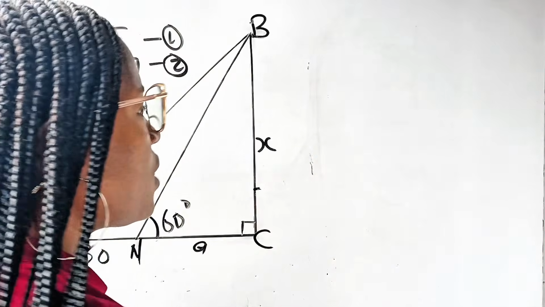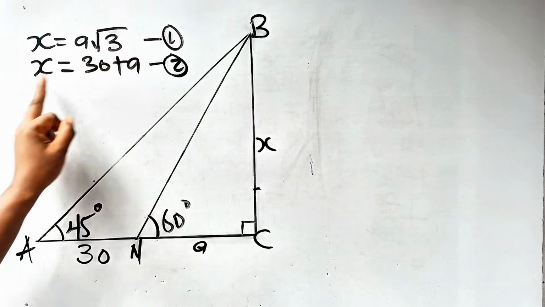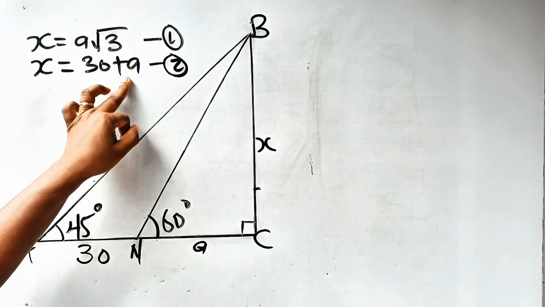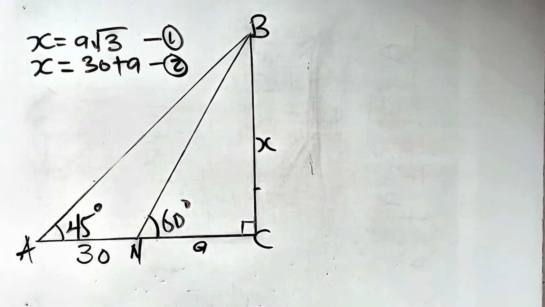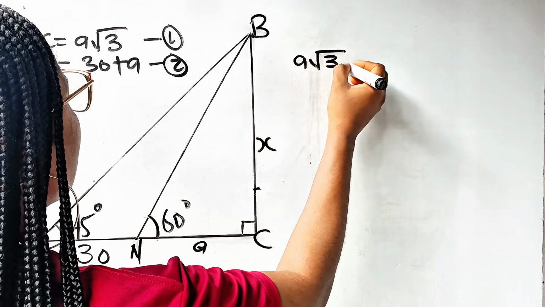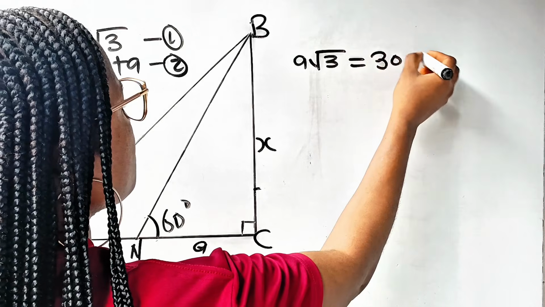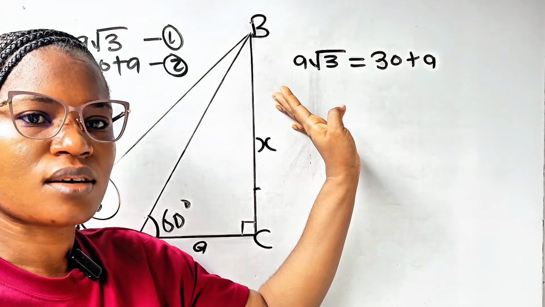So if we do that, that simply means that if x is equal to this and x is also equal to this, then this should be equal to that, right? So we are going to have that A root 3 is equal to 30 plus A. Now, let us transfer A to this side of the equation.